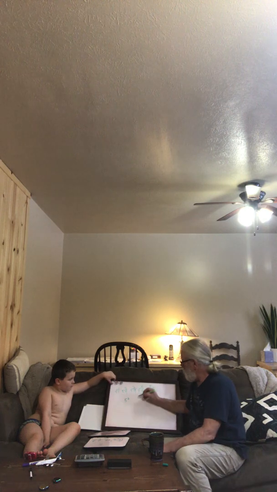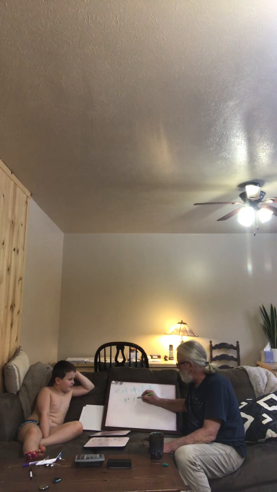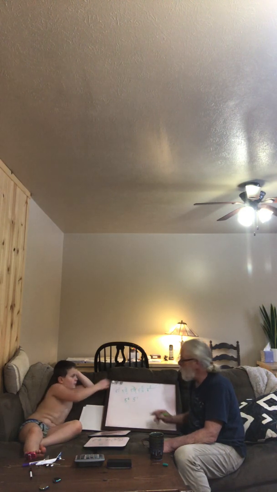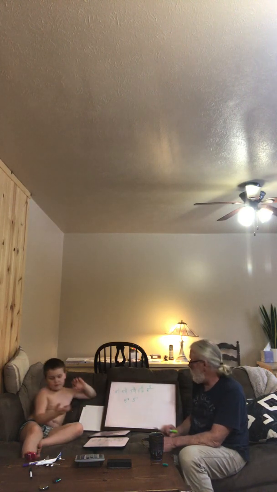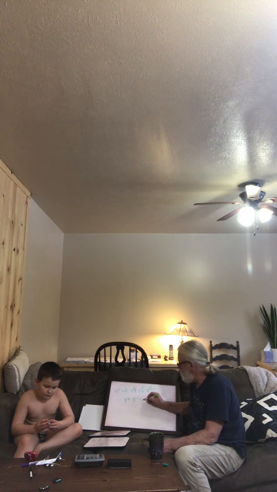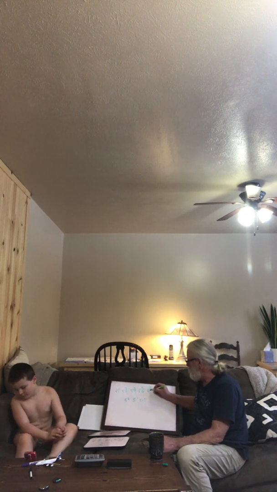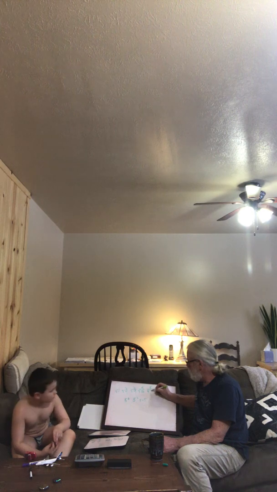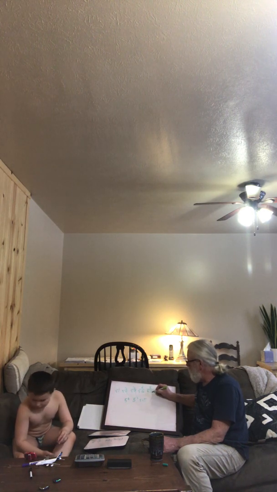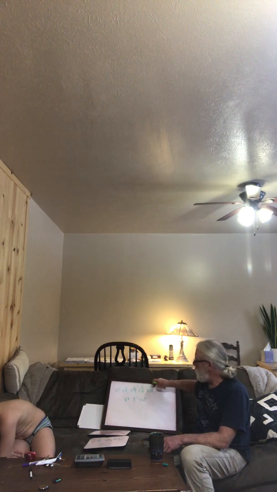Well, if you take a big 5 and you put a little 2 up here, they call that 5 squared. What does that mean? That means 5 times 5. 5 times 5 is 25. So I'm going to put that up here. That means the square root of 25 is 5.